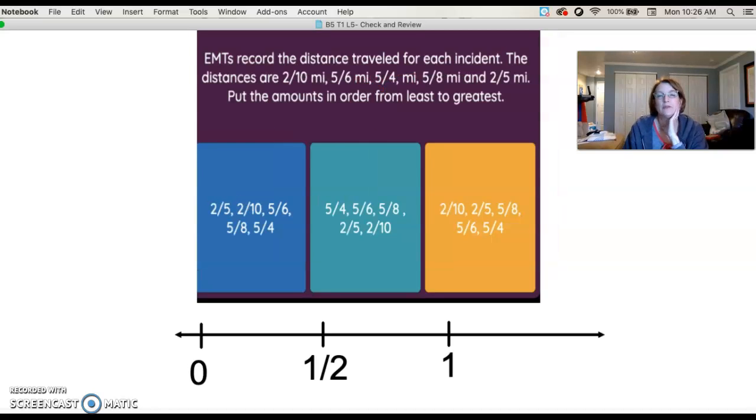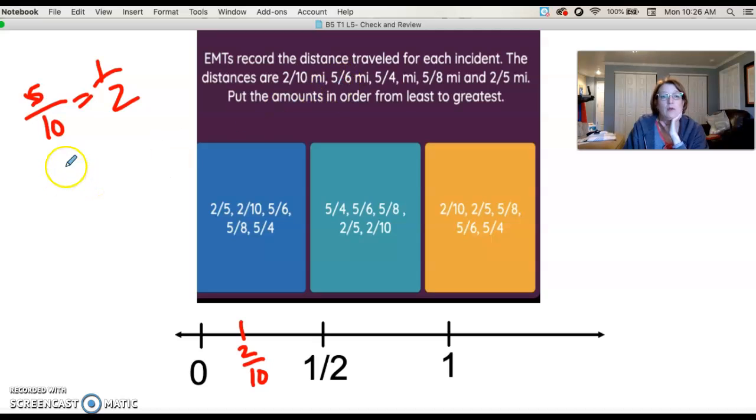EMTs record the distance traveled for each incident. The distances are 2/10 of a mile, 5/6 of a mile, 5/4 of a mile, 5/8 of a mile, and 2/5 of a mile. Put the amounts in order from least to greatest. This was another one that came straight out of your book. So when we talk about tenths, 5/10 is a half, so 2/10 is less. When I talk about sixths, 3/6 is half, so 5/6 is more than half.